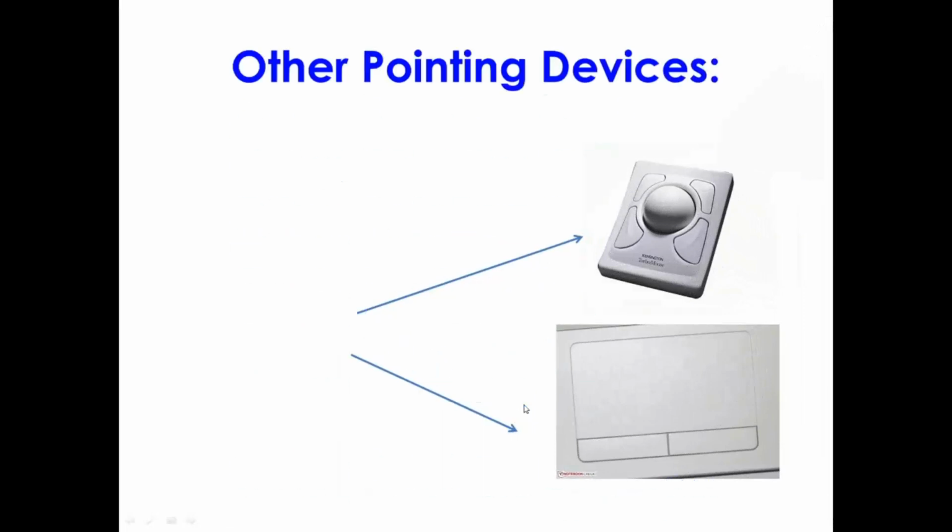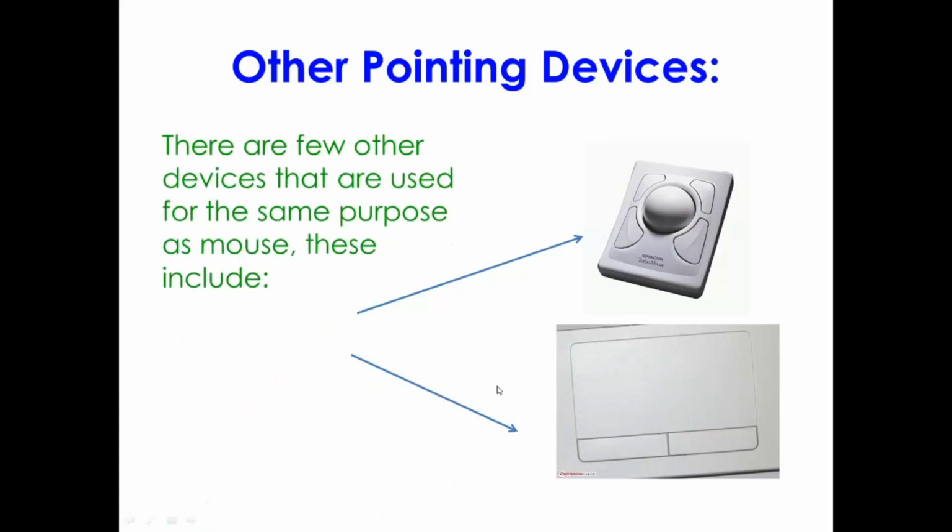You have other pointing devices that have similar functions to the mouse, like the tracker ball and the touchpad. The touchpad is commonly used in laptops, and you may have used it, and this surface has a similar function as the mouse. Also you have a left button and a right button.